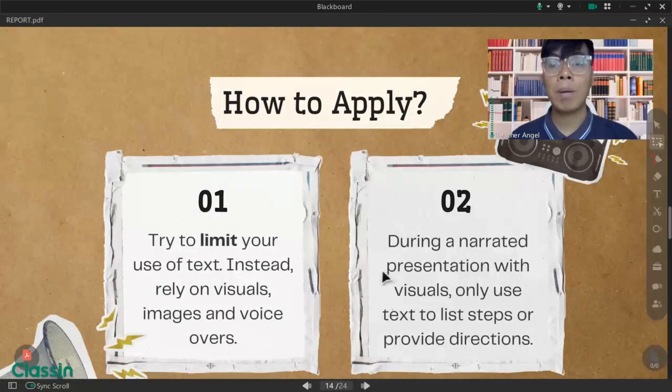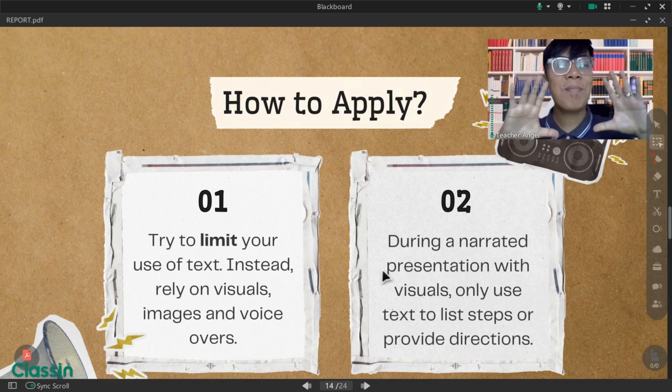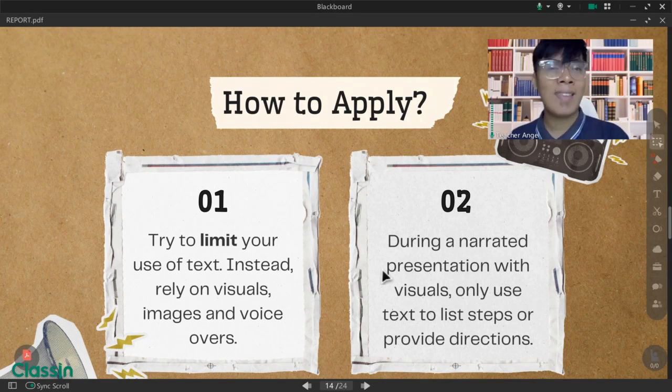Okay, now number one, try to limit the use of text. Instead, rely on visuals, images, or voiceovers. Okay, sometimes people tend to make, let's say, for example, PowerPoint presentations, which are really very text heavy, full of words. Okay, just like what I mentioned a while ago, by doing this, you're actually removing the interest already of the viewers, of the listeners, or the target audience.